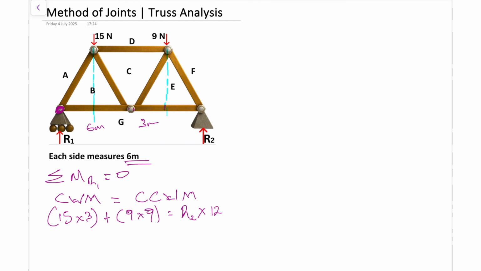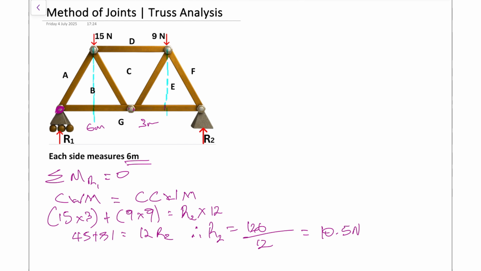So all we need to do is sum these amounts. We have 15 times 3, so that's 45, plus our 81, equals 12 times R2. Therefore R2 is equal to 126 divided by 12. So our R2 value is 10.5 newtons.